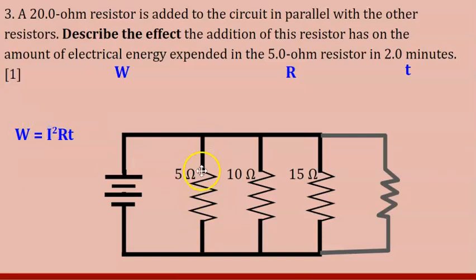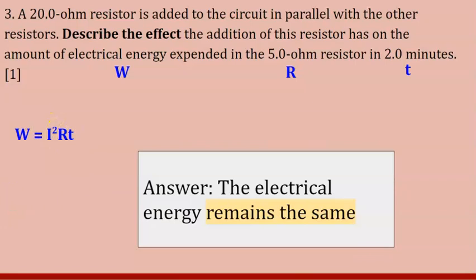The current through this resistor does not change when you add on other branches. So each individual branch doesn't get affected by another branch in a parallel circuit. If they were asking me about the total current or the total energy, then that would be a different story. But since they're talking about one specific branch, the current doesn't change, the resistance doesn't change, the time doesn't change. What that means is the electrical energy does not change. In other words, it remains the same. So that would be your answer for question 3.